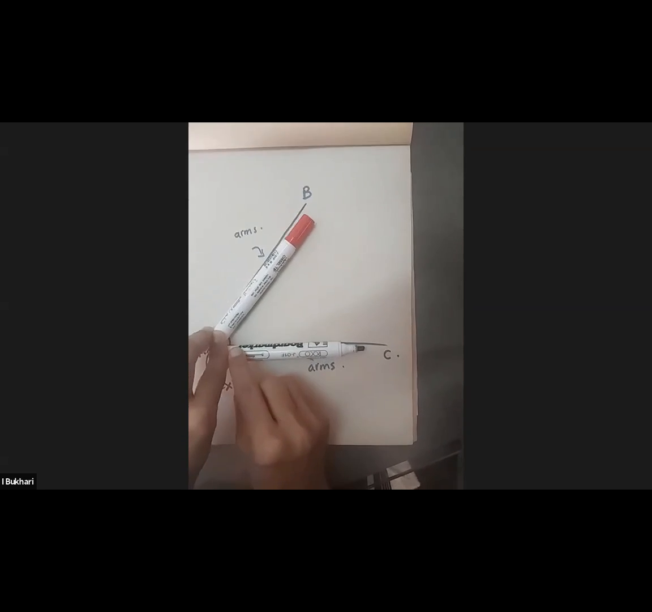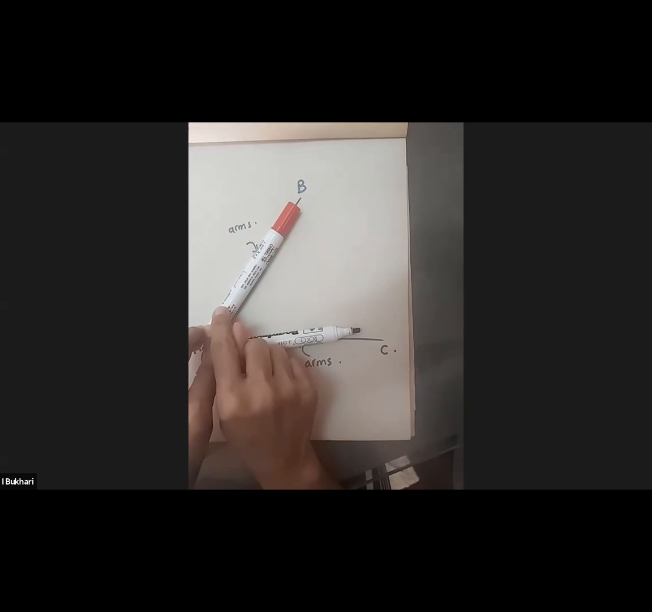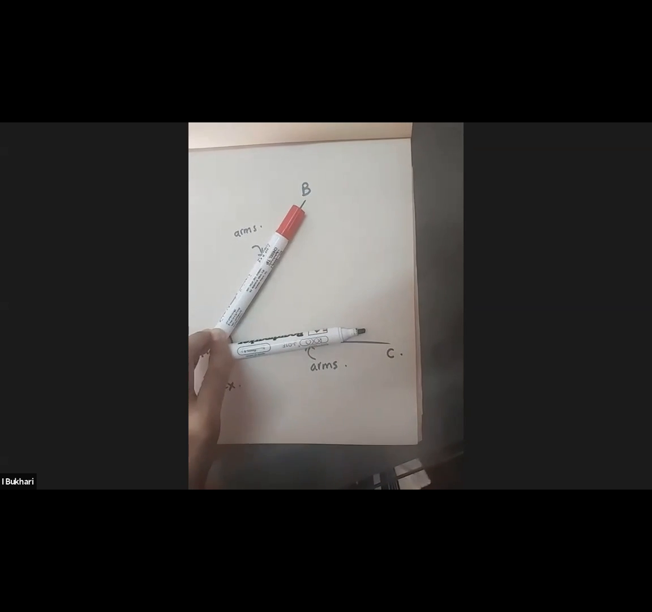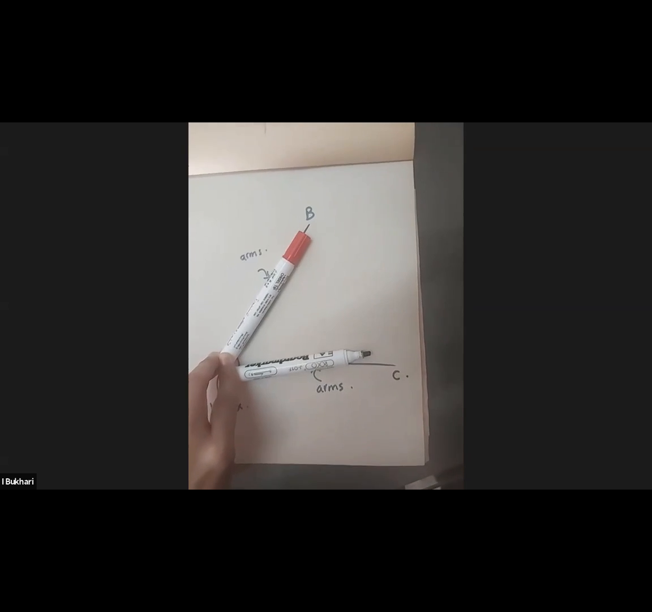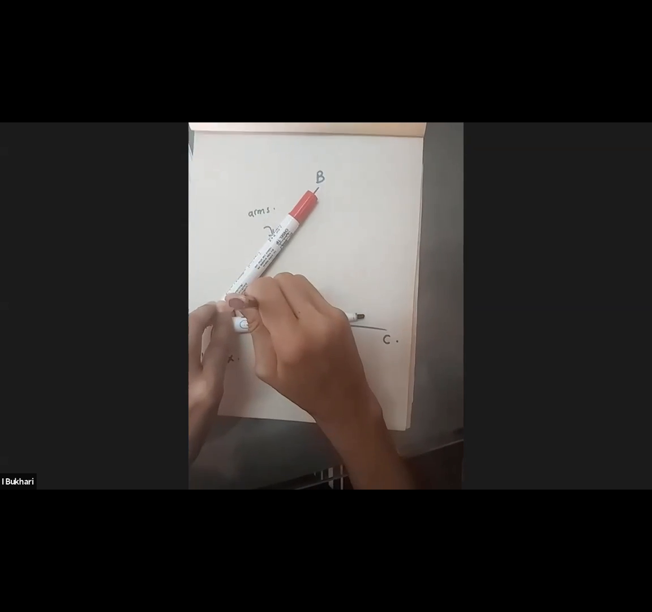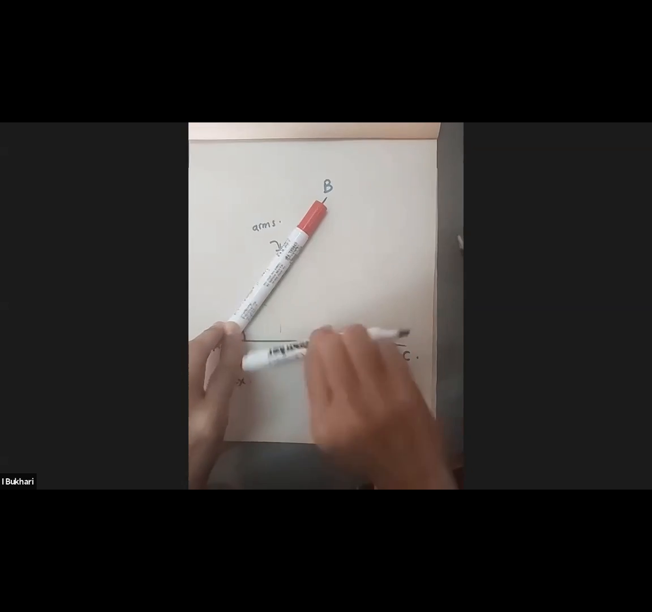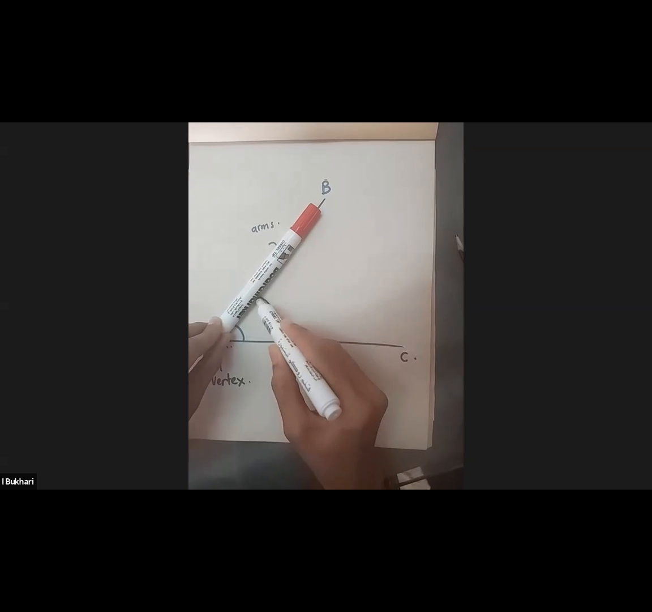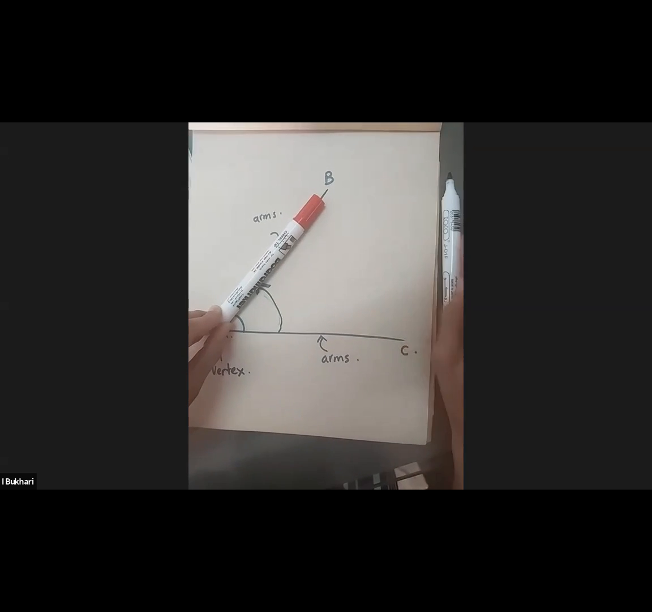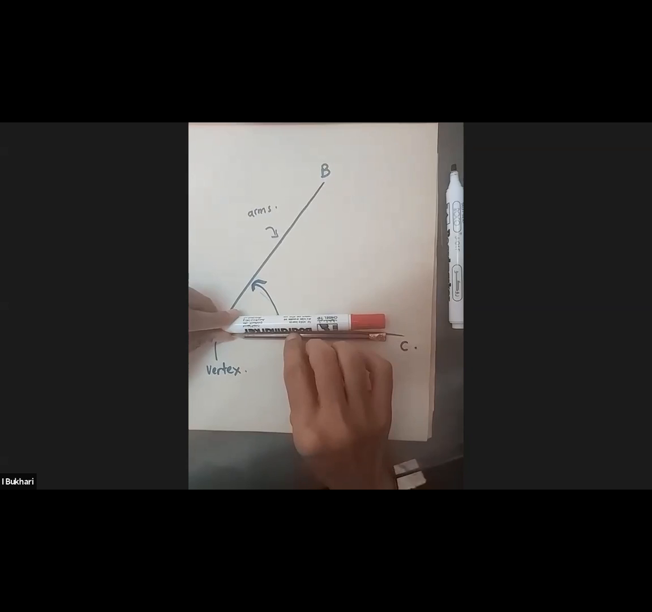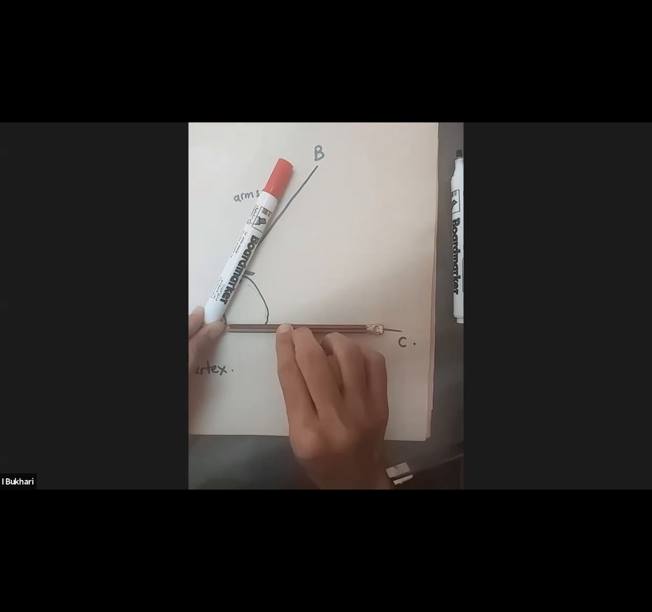So I have turned this red marker. So angle is the amount of this turning. You can think of it as the amount of turning, the amount by which I turned one line from the other. That's an angle.